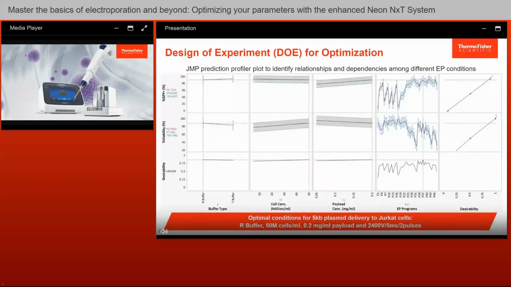From the DOE predictive model, we identified optimal conditions for 5 kb plasmid delivery into Jurkat cells. We recognize that R buffer, 50 million cells per ml cell concentration, 0.2 milligram per ml payload concentration, and the EP program 2400 volt, 5 millisecond and 2 pulses are the most optimal conditions for the delivery of 5 kb plasmid into Jurkat cells.